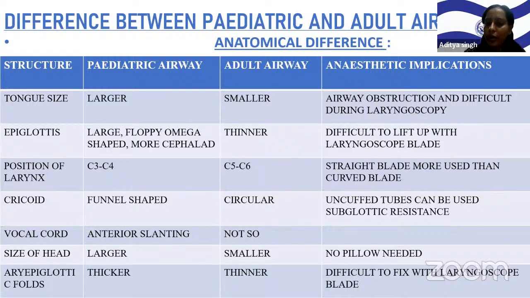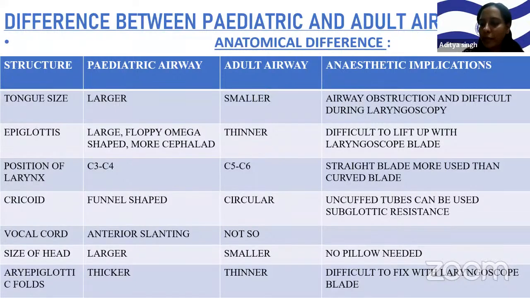Epiglottis is narrow, floppy and omega shaped, whereas it is thinner in adults. The anesthetic implication is that it's difficult to lift up with the laryngoscope blade. Position of larynx is C3 to C4 in adults, C5 to C6 in infants. A straight blade is more needed than a curved blade. Cricoid is funnel shaped in pediatrics. It is circular in adults, ma'am.